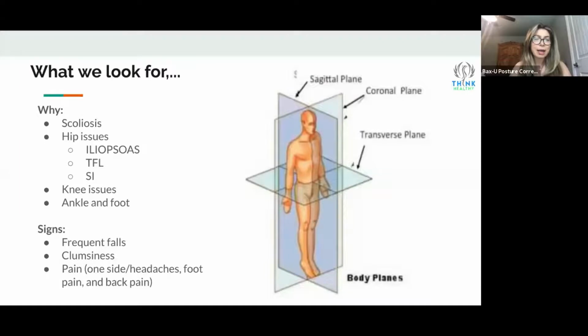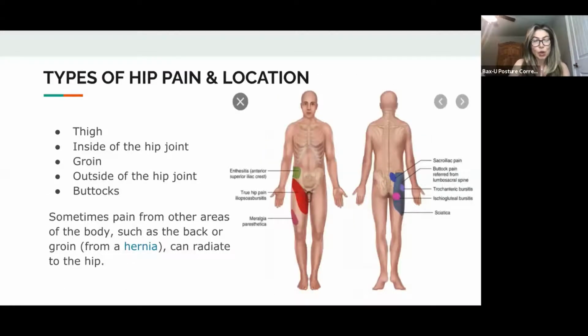So what are the signs of a hidden problem creeping up before you wake up with pain? Frequent falls, twisting your ankle on a frequent basis, if you feel a little clumsy, if you have pain on one side of your body predominantly, if you have foot pain, you have back pain, if your pain keeps switching, those are the factors you really need to pay attention to and come in to get checked. So what if it is identified as a hip problem?